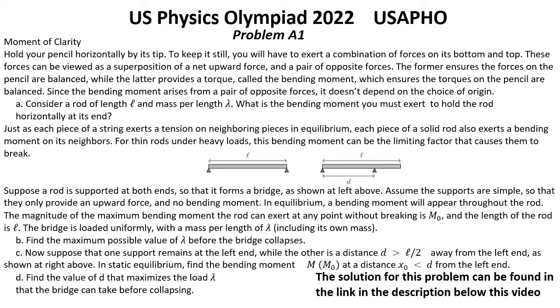Question A. Consider a rod of length L and mass per length lambda. What is the bending moment you must exert to hold the rod horizontally at its end?